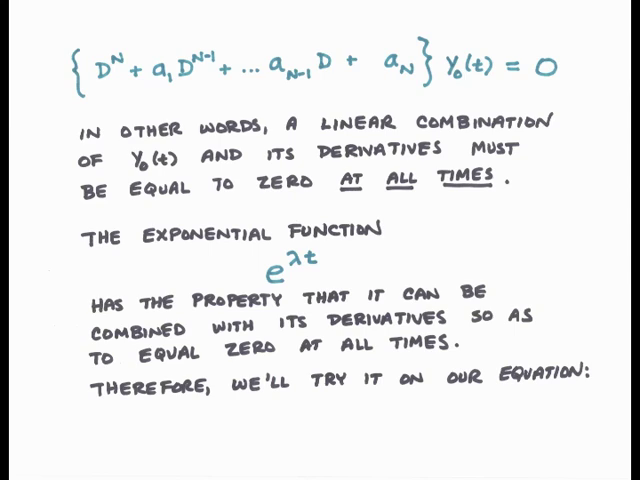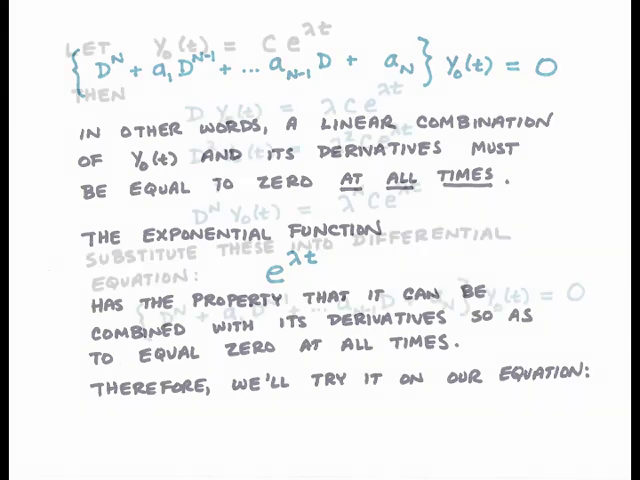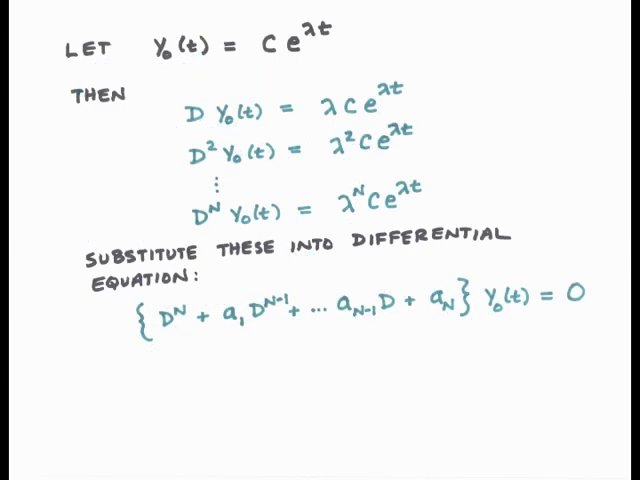Let's plug this into our differential equation and see what happens. So we'll let y0 equal c e to the lambda t. The c here is just an arbitrary constant. And now we'll take derivatives of it. The first derivative, d y0 of t, will of course come out to be lambda c e to the lambda t. And then when we take further derivatives, we'll just get higher powers of lambda multiplying c e to the lambda t.